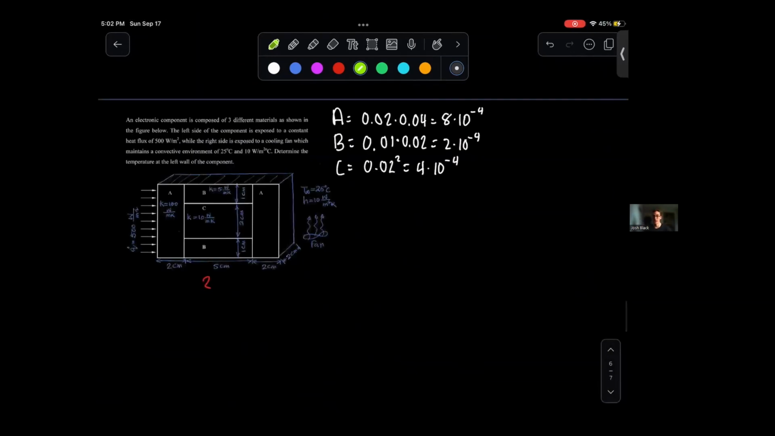Okay, this is our last practice problem of the video. We get this, you guys can get out of here. So, an electronic component is composed of 3 different materials shown in the figure below. The left side component is exposed to a constant heat flux of 500 watts per meter squared, while the right side is exposed to a cooling fan, which maintains a convective environment at 25 degrees C and 10 watts per meter squared degrees.